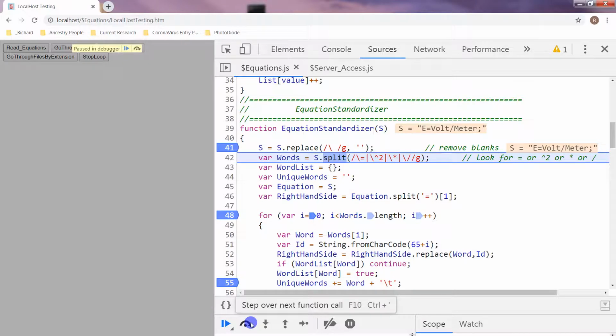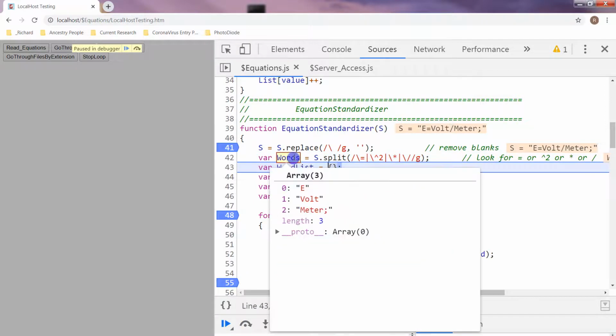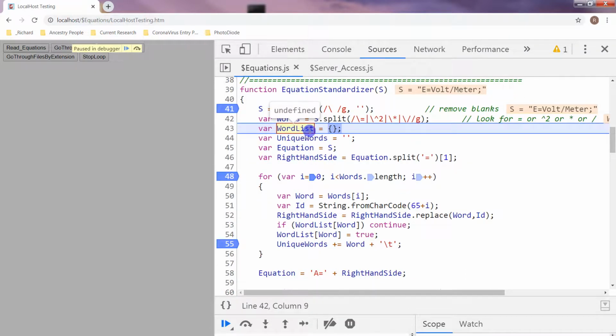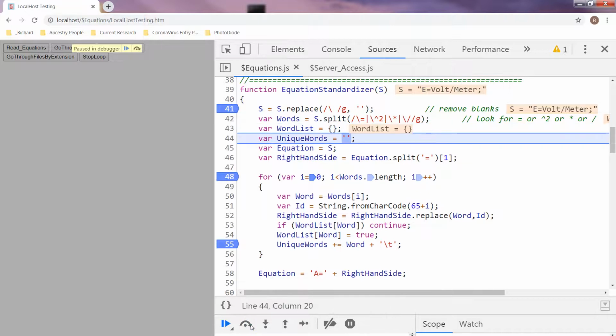I split on what valid operators are allowed in here. Okay. It'll split on squared, star, and slash. So this is going to get split on the slash in here. And then it'll pull out, basically when it splits that, it gets these words. Okay, so now I've got these unique words. And then I'm creating a holder for the word list.